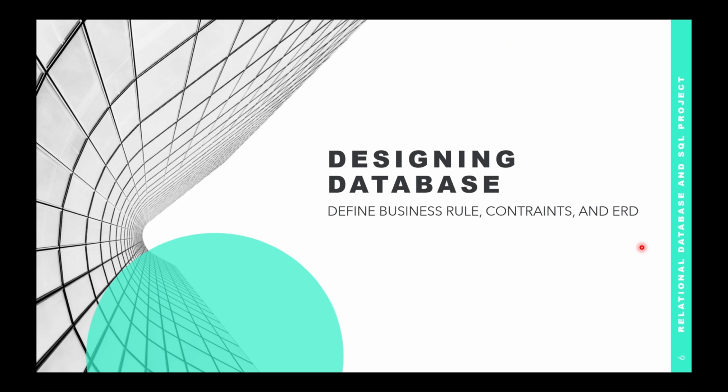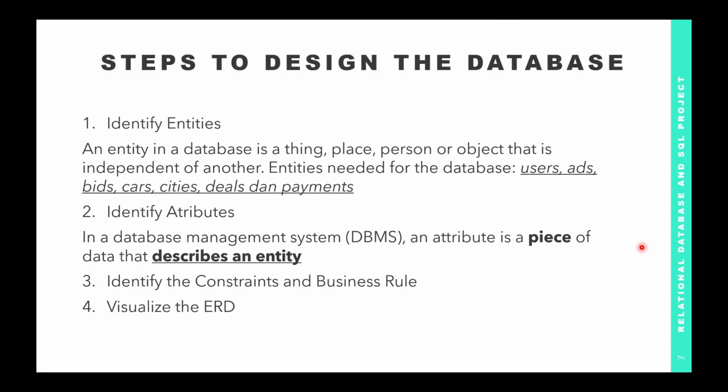And then we start designing the database, which includes defining the business rules, constraints, and the entity relationship diagram. These are the steps to design the database. The first one is to identify entities. What is an entity? An entity in a database is a thing, place, person, or object that is independent of another. Entities needed for the database in this project are users, advertisements or ads, bids, cars, cities, deals, and payments.